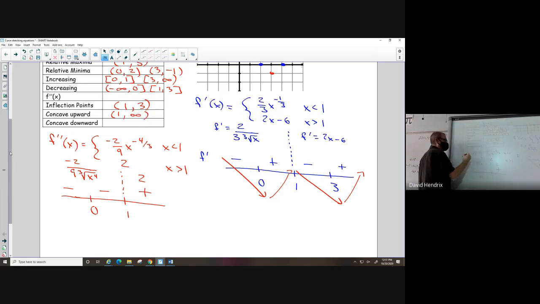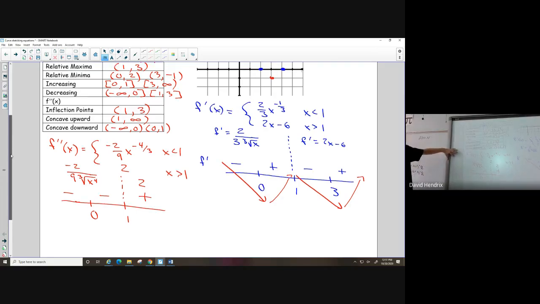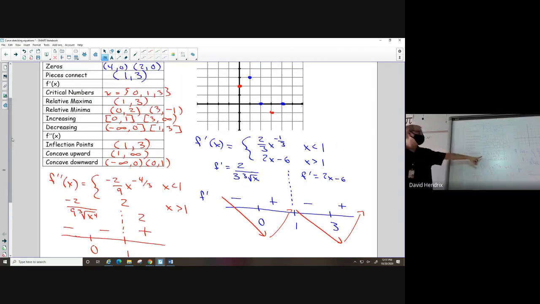You can either do from negative infinity to 1, or you can do it in two separate intervals: negative infinity to 0, and then from 0 to 1. Because when you see the graph, at 0 it's not really concave up or concave down there. But I would not count it wrong if you went from negative infinity to 1. I would count that.